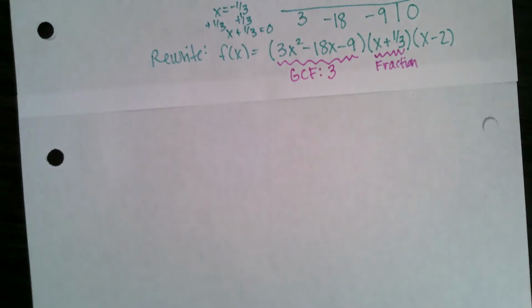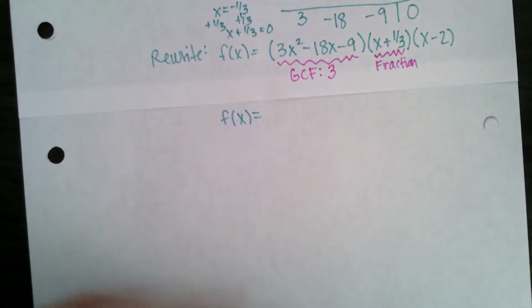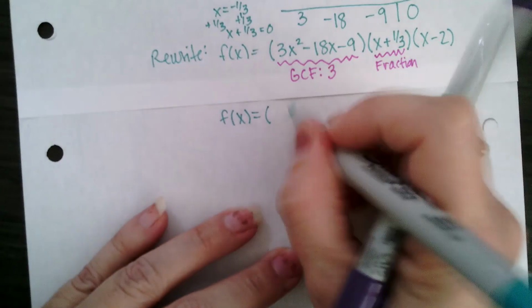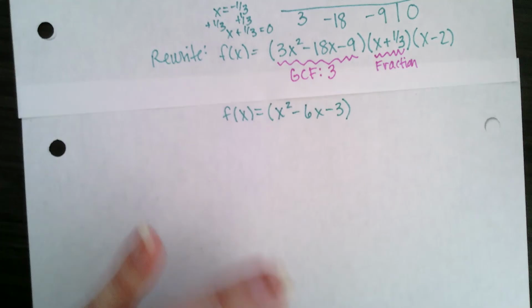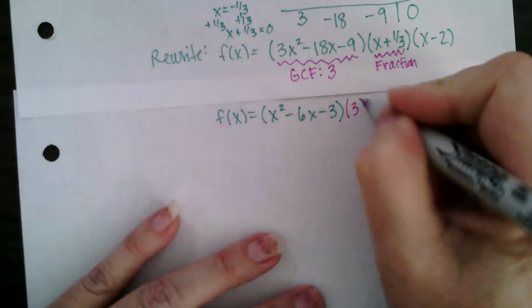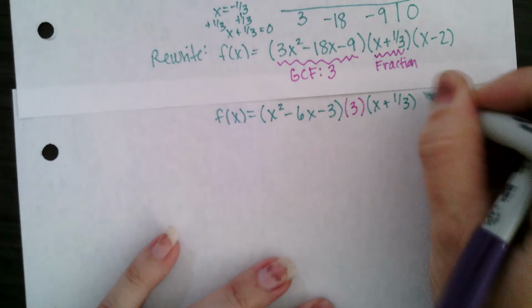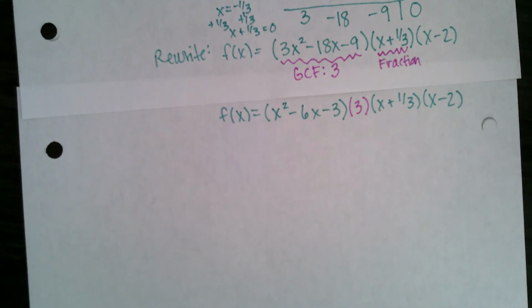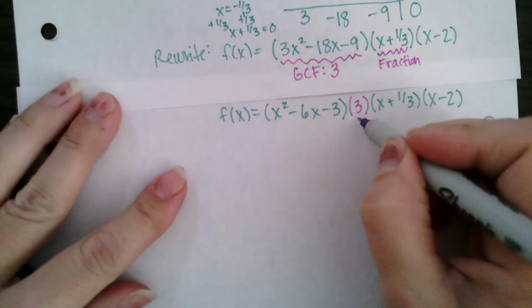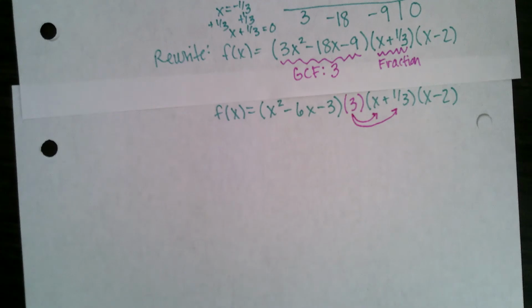So what I'm going to do is rewrite this. I'm going to take the 3 out of this group. So that's going to leave x squared minus 6x minus 3 times 3. And then I still have times x plus 1/3 times x minus 2. Now that I've taken the GCF out of the first parenthesis, I want to give it to this parenthesis, because then that parenthesis doesn't have to have fractions, and that's nice.